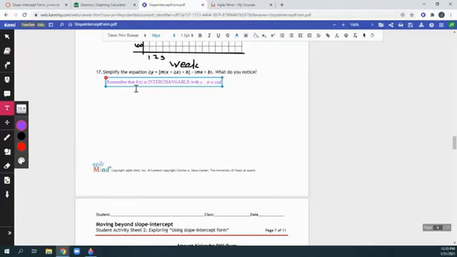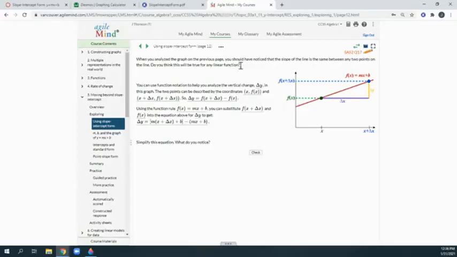It is just another way to write the same thing. Very important. Okay? All right. Great. Now we're going to simplify this fancy looking equation. Let's go here to kind of understand what they're talking about.